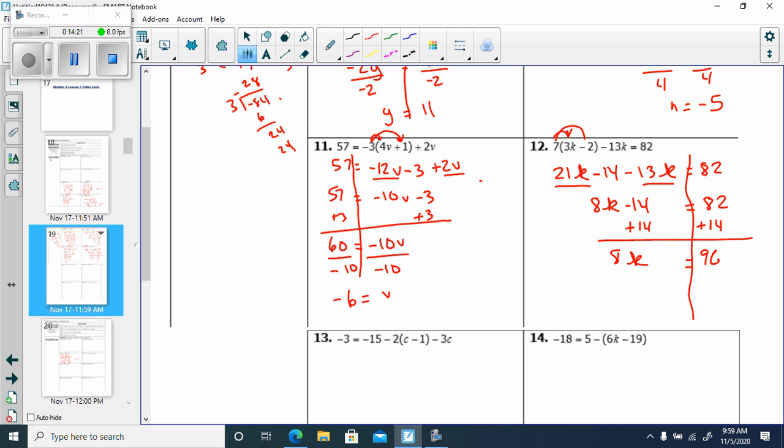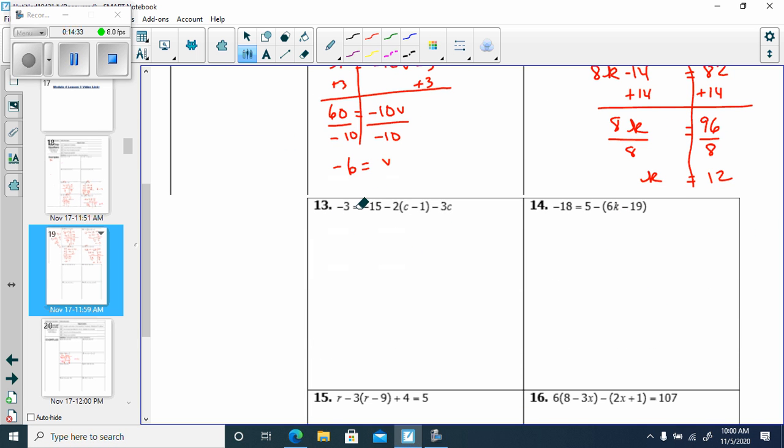Now what do I do? Divide both sides by 8, and that gives me k is equal to 12. Okay, and you asked for 13. Let's do 13. If I'm looking at this side, it is as simple as it gets. Negative 3 is as simple as it gets. Here I've got some distributive property to do, right? I've got negative 15. Negative 2 times c is negative 2c. Negative 2 times negative 1 is 2. Minus 3c, okay?